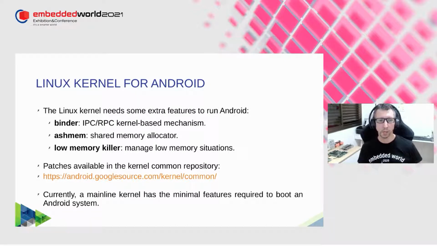It's called Ashmem. We have also another feature called Low Memory Killer that is built on top of the out-of-memory killer of the Linux kernel. That's the part of the Linux kernel that manages the system when it has low memory. The Google engineers decided to add some logic to the default out-of-memory killer of the Linux kernel, and they call it the Low Memory Killer. So those three are three examples, right?